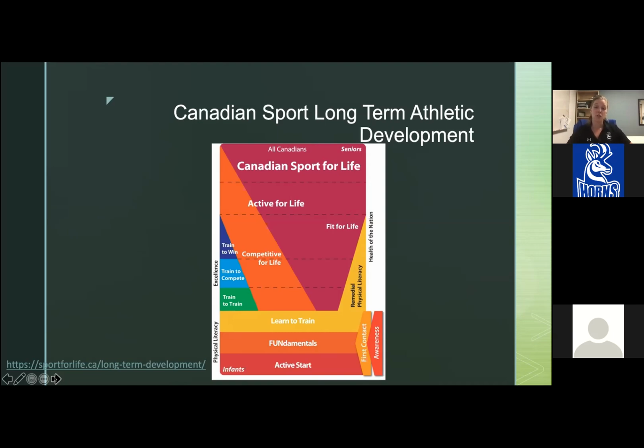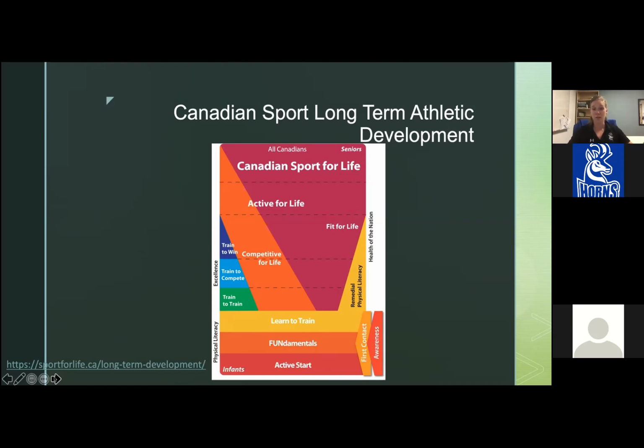So if we look to the bottom right of the model. So first, contact or awareness. So basically, people need to be aware that there's activities for them to get into. So the first involvement is going to be that first experience that the participant has in sport. It's critical to ensure, obviously, that individuals have a positive first experience in activity.